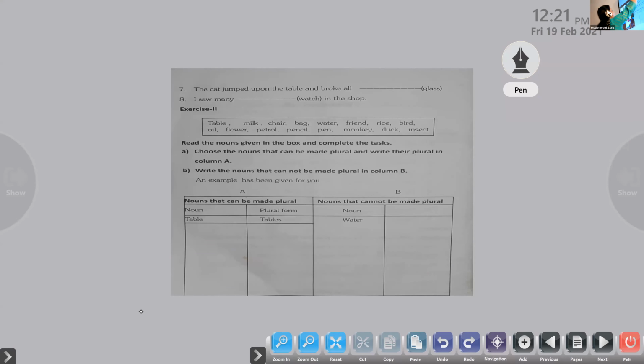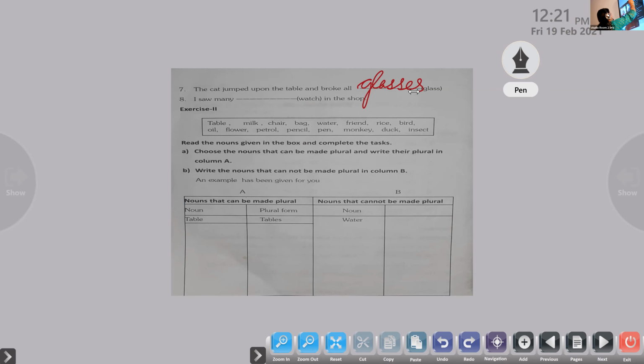The cat jumped upon the table and broke all glasses. Okay, add es at the end of the word. Yes.